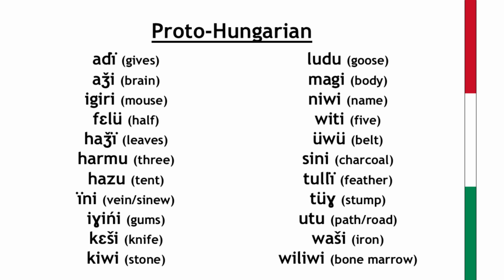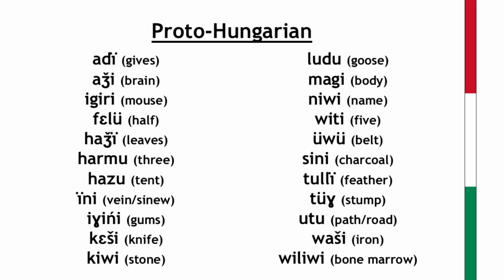Adu, Aji, Igiri, Felu, Chaji, Charmu, Chazu, Uni, Ijini, Keshi, Kiwi, Ludu, Magi, Niwi, Witi, Uwu, Sini, Tullu, Tugh, Utu, Washi, Wiliwi.